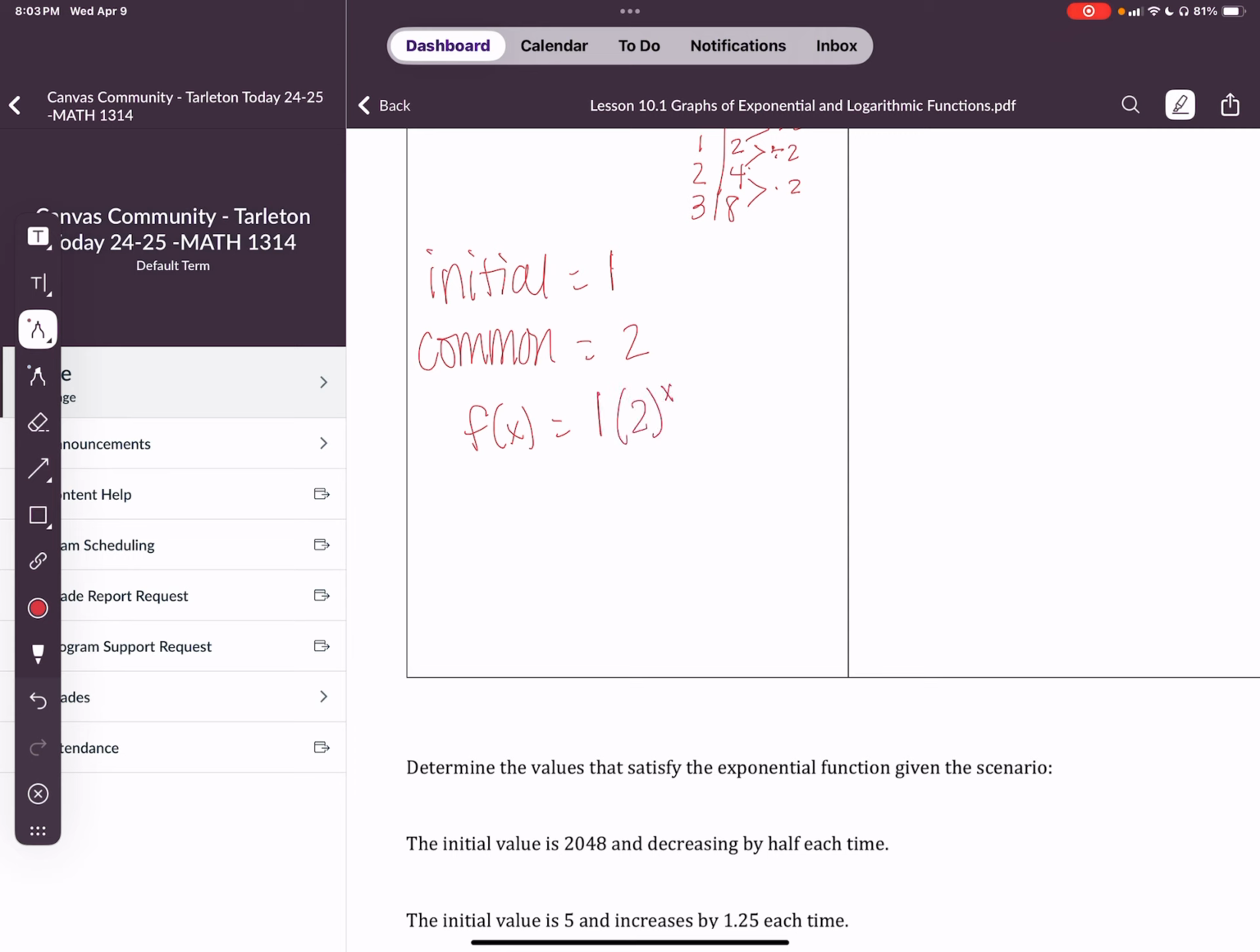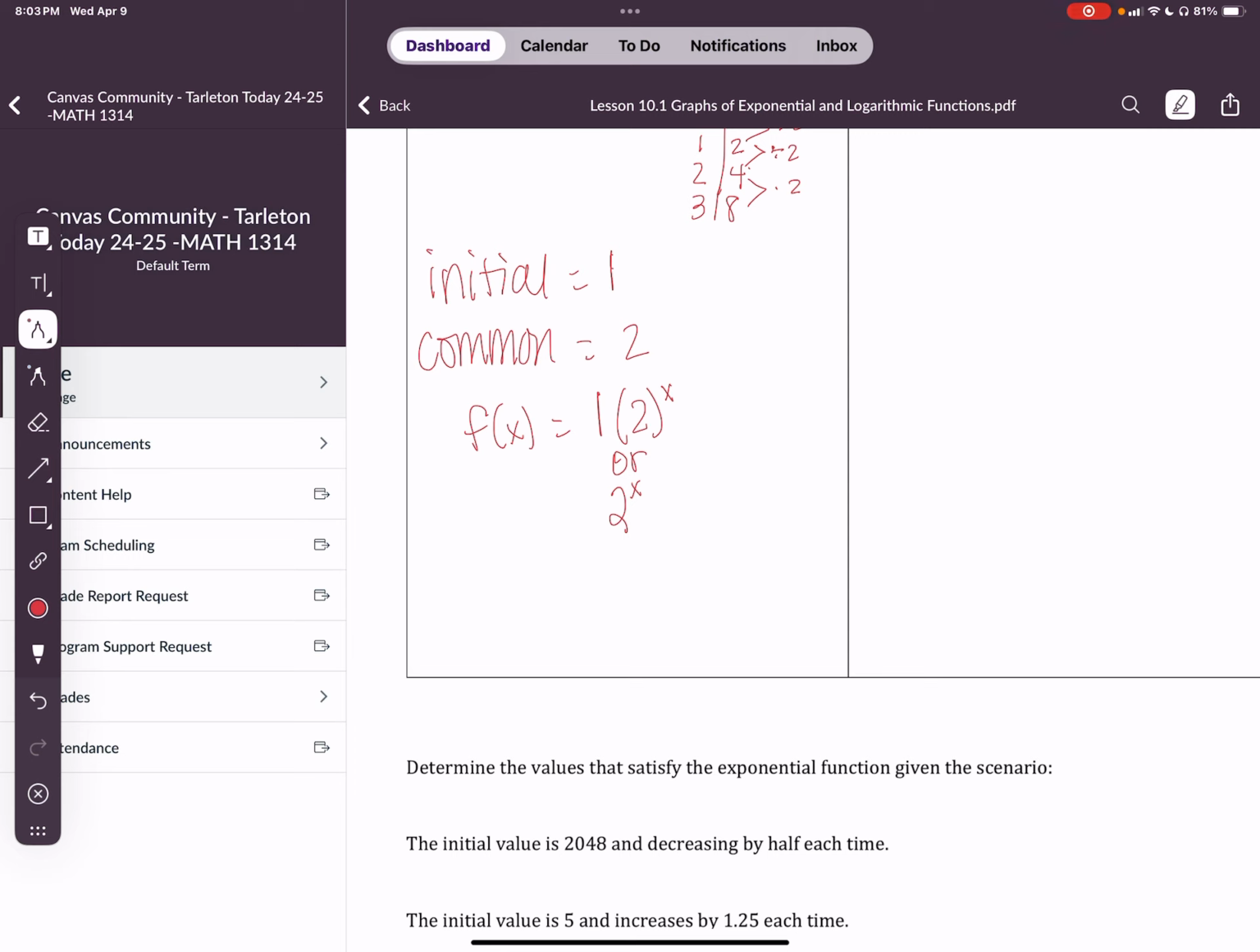Now, this is the only time that you can really write it like this. So think about this. I'm going to pose a question to you. If I have 2 to whatever power, say 2 to the 12th power, and I multiply it by 1, does it change anything? No. Because it doesn't change anything, I can just say that f of x is equal to 2 to the x power. And the reason I can do that is because 1 times anything is itself.